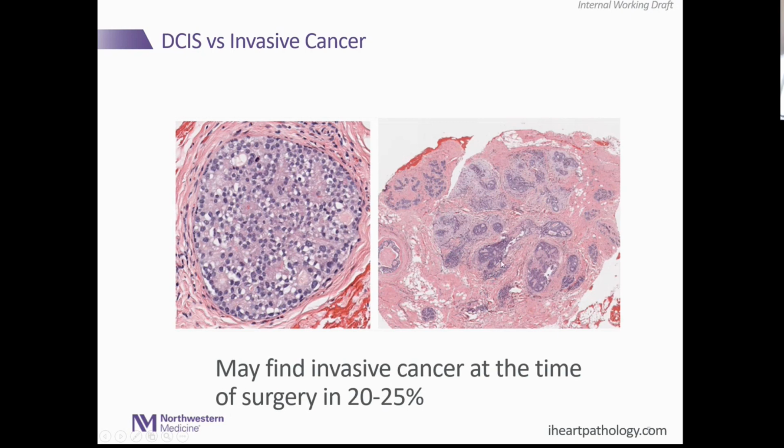So one thing to keep in mind is that when a biopsy is done, it's done with a needle and just a portion of the area is removed. So when we see DCIS on a biopsy slide, there's about a 20 to 25% chance that there might be invasive cancer present when the patient goes to surgery and that area is removed with surgery. So that's just something to keep in mind.